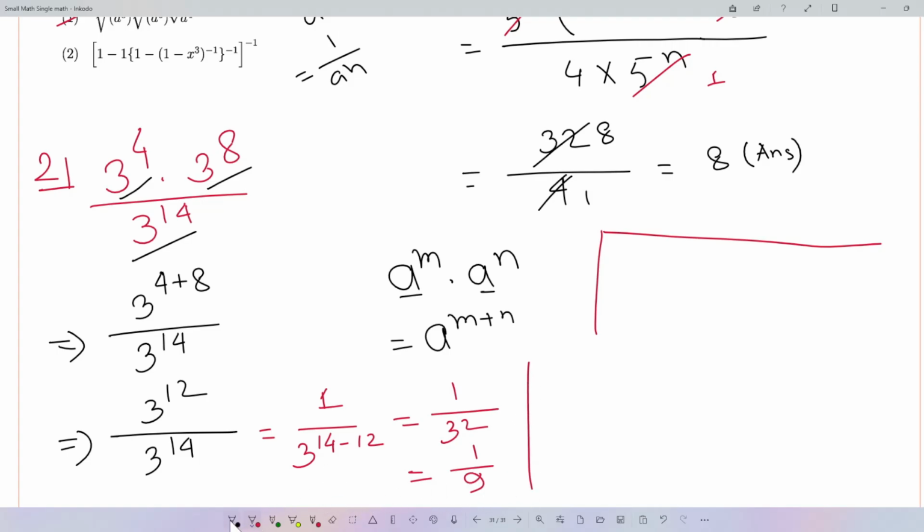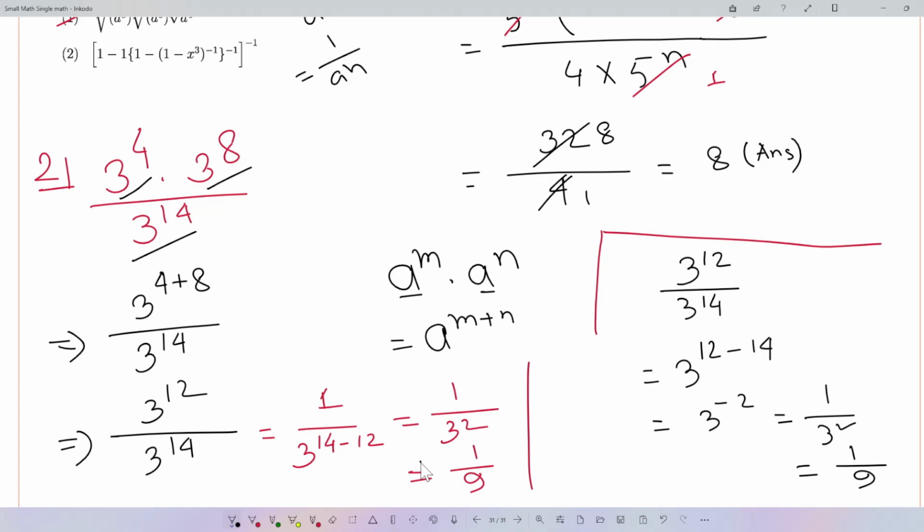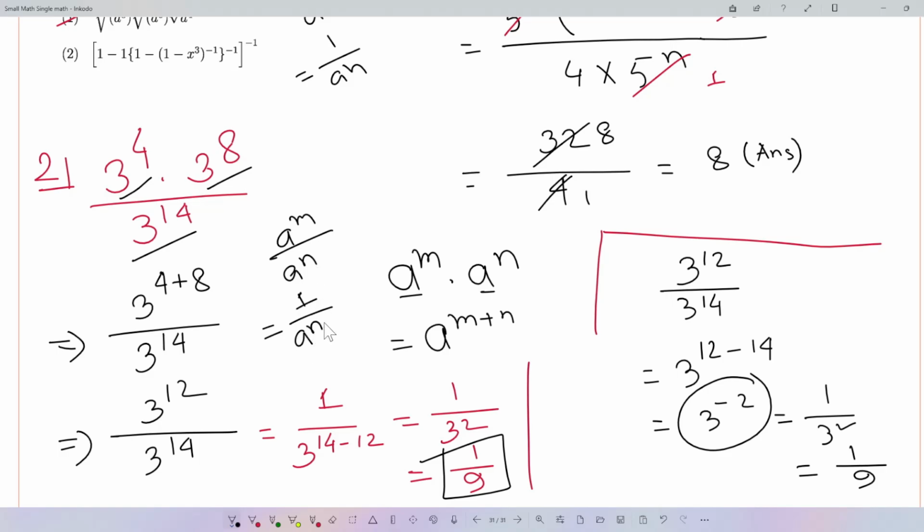Very simple. Another one, 3 to the power 12 divide 3 to the power 14, we can write 3 to the power 12 minus 14. So it will be 3 to the power minus 2, and finally it will become 1 by 3 square, and our right answer will be 1 by 9. So any way you can solve this one. This is the way of negative exponent and this is the division of exponent. So anything a to the power m divide a to the power n, we can easily write 1 divided by a to the power n minus m.